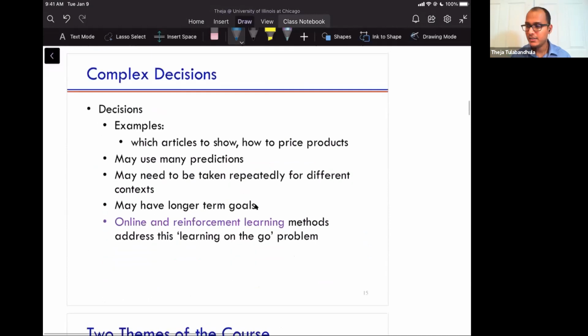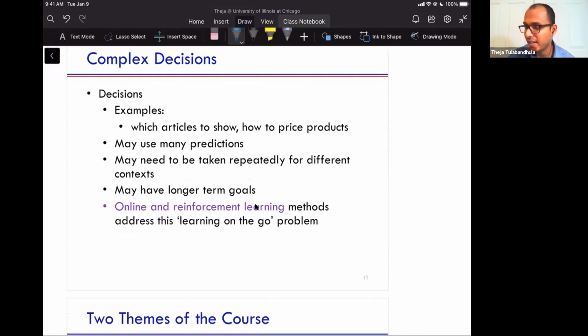And the second part, so there's data variety, and that's one of the points that we'll touch quite a bit in pretty much every lecture in this course. And the second thing is about decisions. I think I mentioned already, things like how to price, what to show, what to recommend.